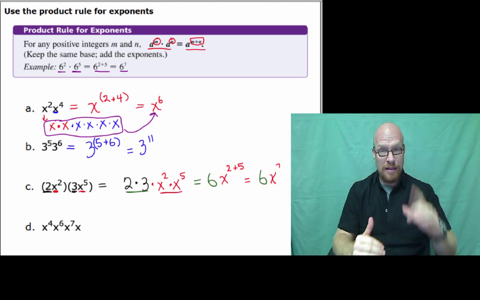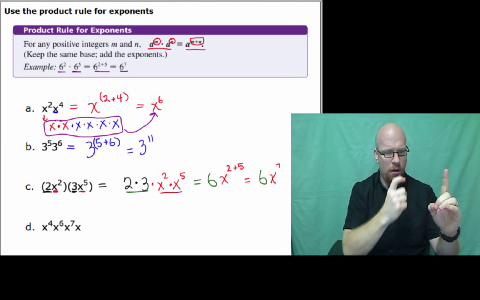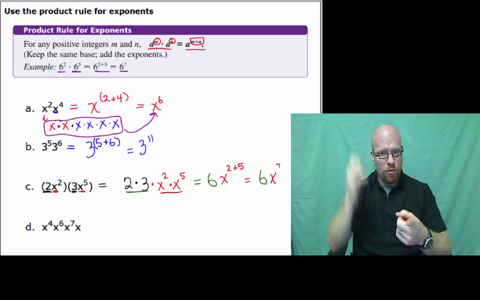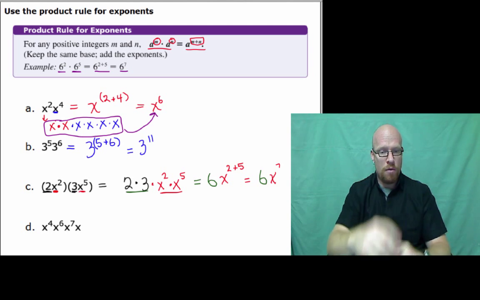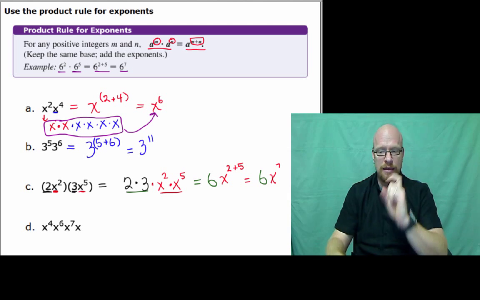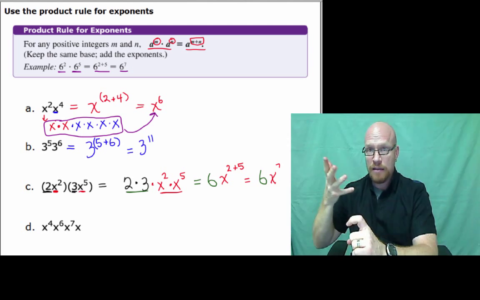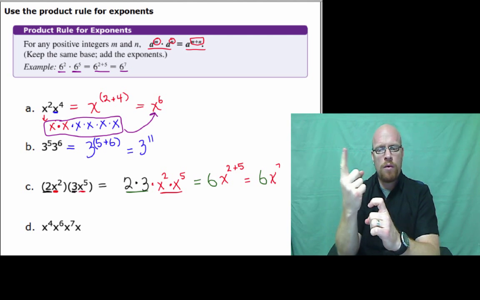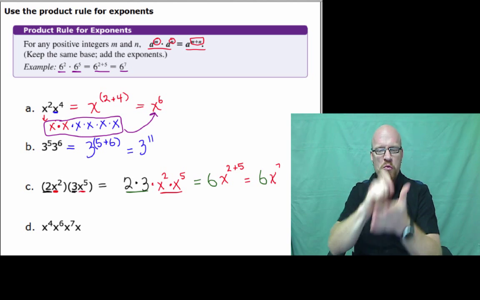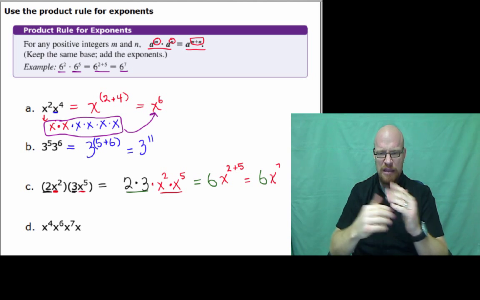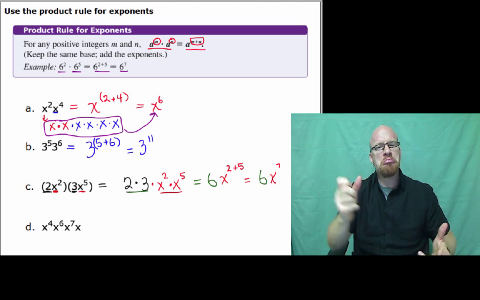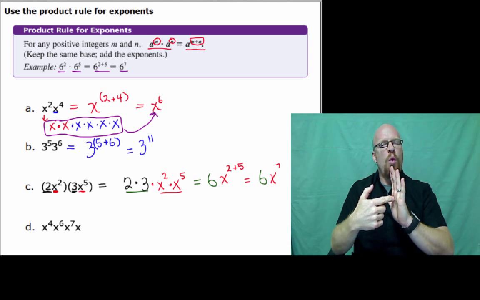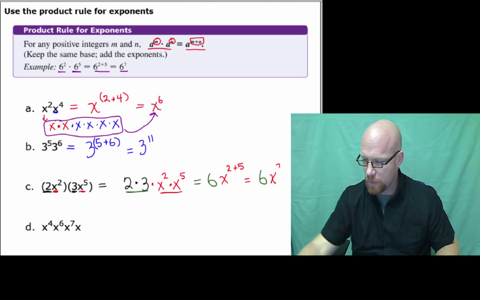Now on our example D, we have 4 variables. All of them have different exponents. X to the 4th times x to the 6th times x to the 7th times x to the... there's no exponent there. Does that mean you have a 0? No. It's x to the first power. We don't write the first power down because x to the first power is just x. Okay. I'm going to show it now so we know what we're adding up together.